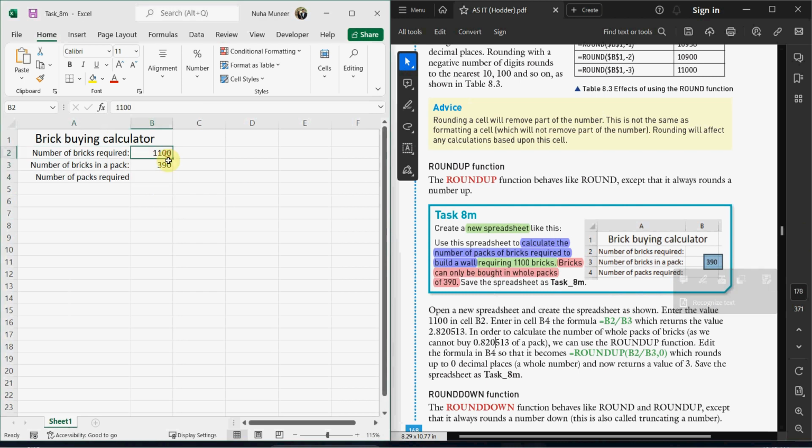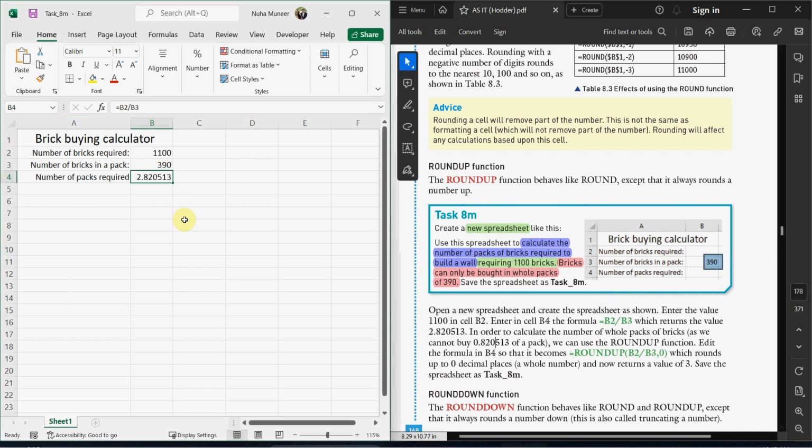So these two are given values, and then they ask us to calculate the number of bags of bricks required to build this much of wall, to build a wall requiring 1100 bricks. So we need to calculate it. It's pretty easy. We just need to divide this value over the bag to get the number of bags, but this number is not an exact value.